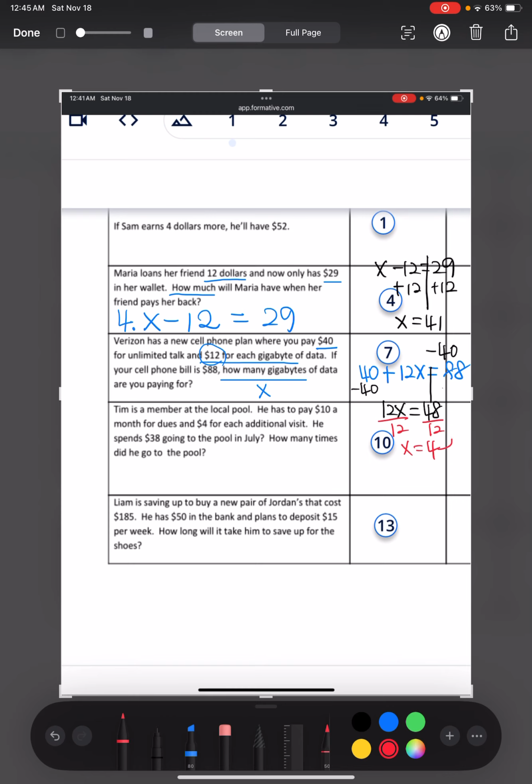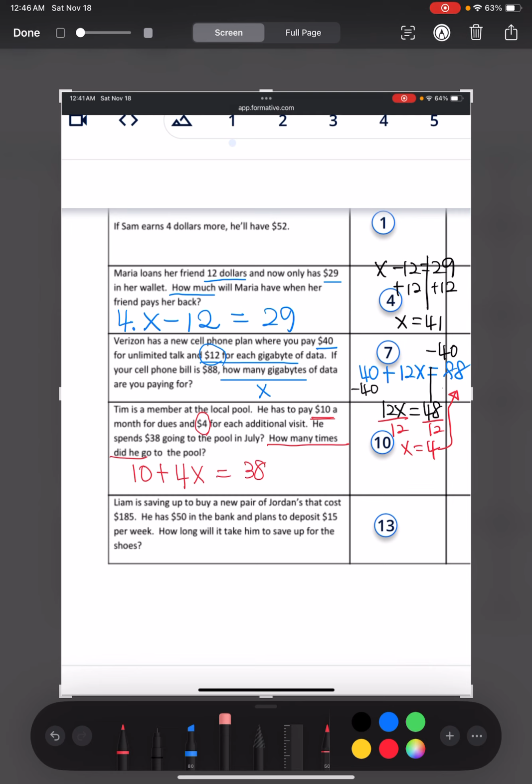That's number 9. Now let's look at the number 10 equation. Tim is a member at the local pool. He has to pay $10 a month for dues and then $4 for each additional visit. So the basic fee is $10 and then additionally every visit, and it's asking you how many times did he go. So the number of visits is X. So you need to multiply 4 and X. That becomes 38.